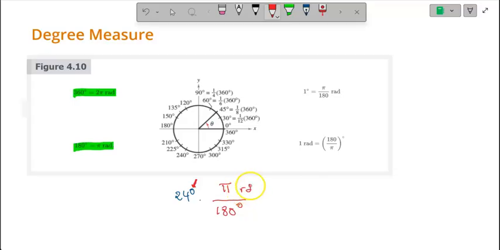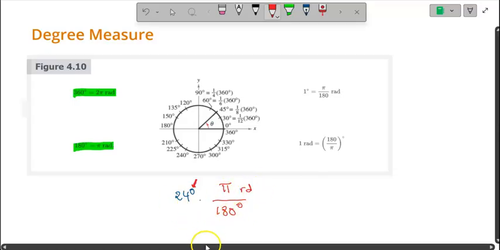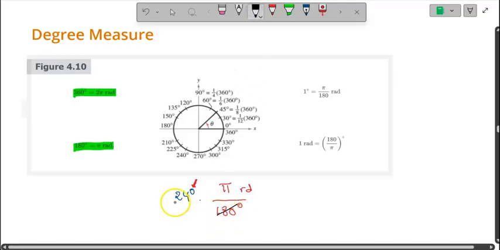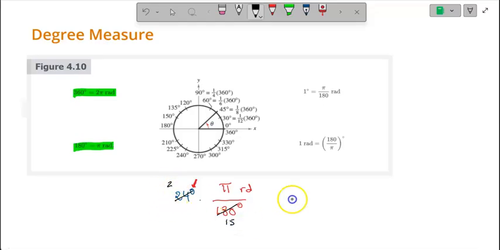All right, and once you do this, you can simplify 180 and 24 by 12. So this is going to give you 2 here and 15 here. So this is going to be 2 pi over 15 radian.